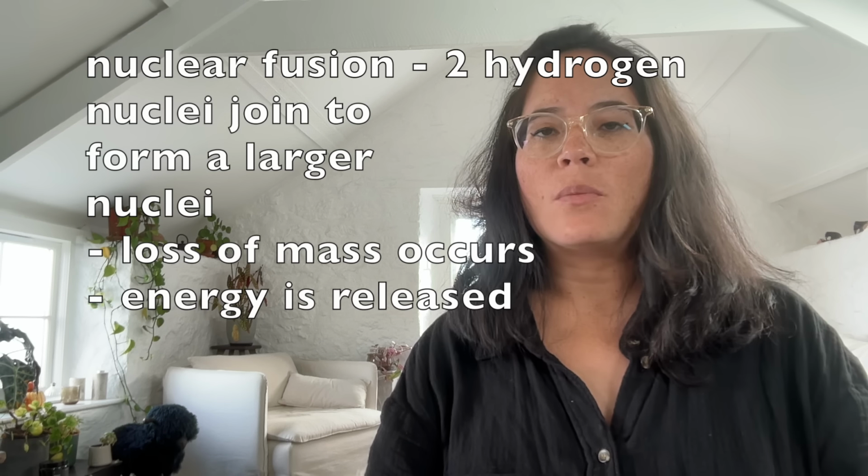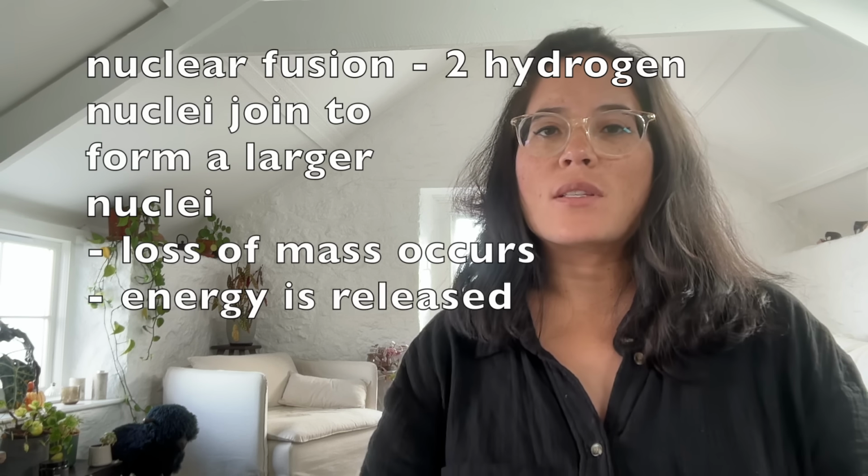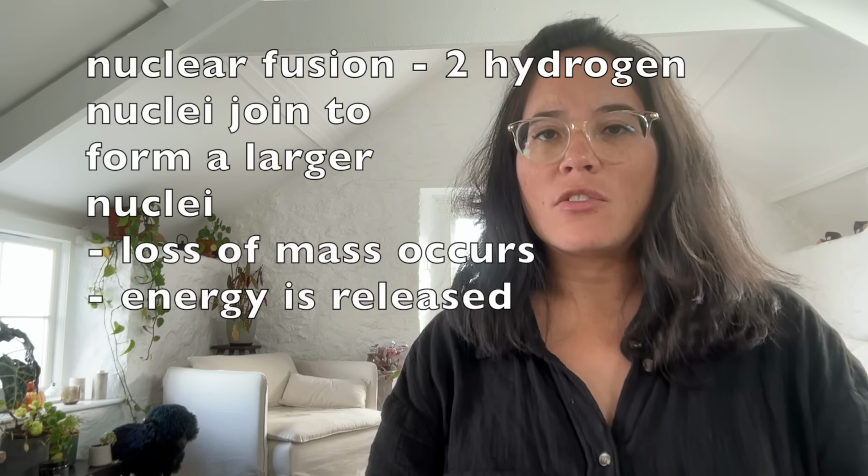Nuclear fission shouldn't be confused with nuclear fusion, which, as I've already said, occurs naturally in stars. Here, as the name suggests, 2 nuclei join in order to form a larger nucleus, and the mass before is larger than the mass afterwards. There is a loss of mass during nuclear fusion. Huge amounts of energy are released.